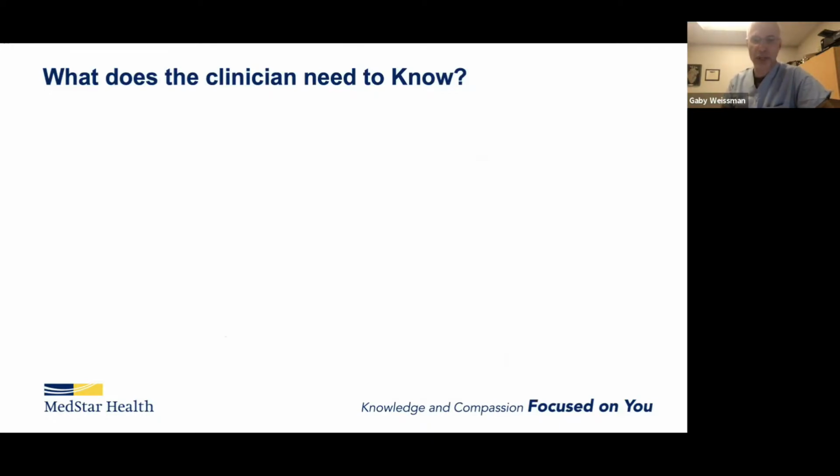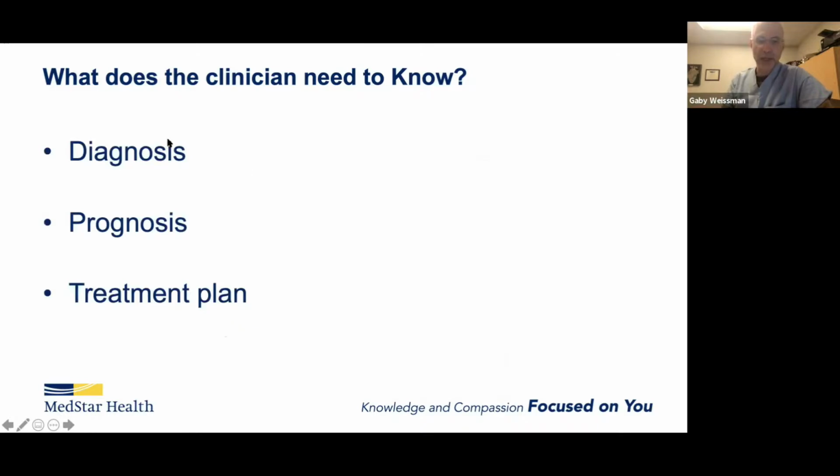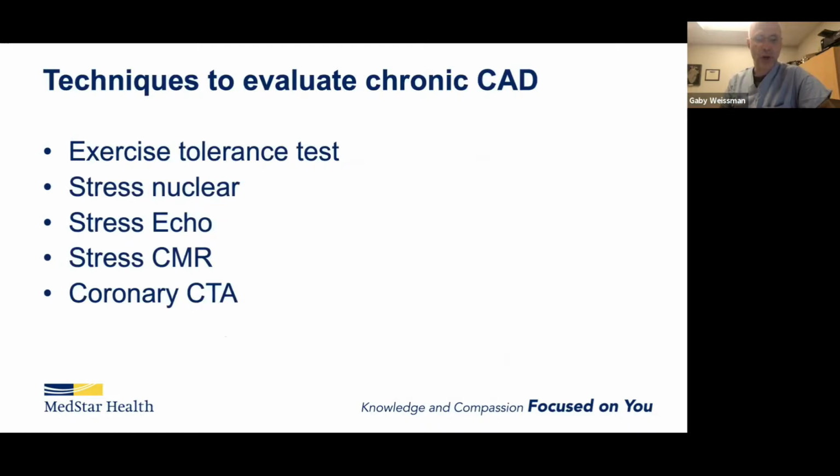The question is, what do you need to know? Well, you want to get the diagnosis: does the patient have coronary disease as the underlying diagnosis? You want to get the prognosis, and then you want to understand what to do about it. So where can imaging help you with that? We'll start with stress testing, the concept of evaluating for ischemia. There are a bunch of ways to do this. You can do an exercise tolerance test, basically just place the patient on the treadmill, look at the EKG, and look for symptoms. And then we have nuclear, echo, CMR, and cardiac CT as options beyond that.